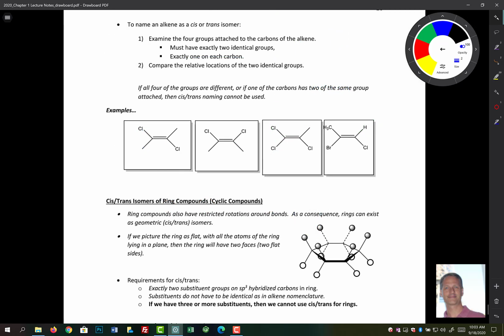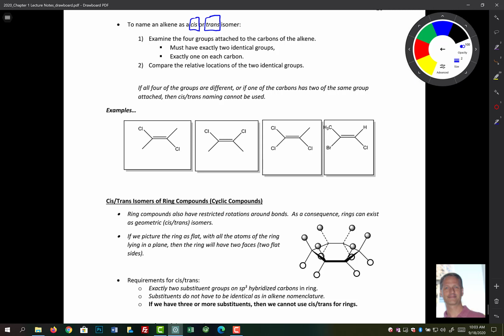Now, to name these molecules, we have to distinguish whether we have similar groups on the same side or on opposite sides. So there's a nomenclature part that comes in. Nomenclature just means how do we name something. There are going to be two outcomes for this geometric isomerism. For right now, we're going to see cis or we're going to see trans. So here's what we're going to do. It's just two simple rules.